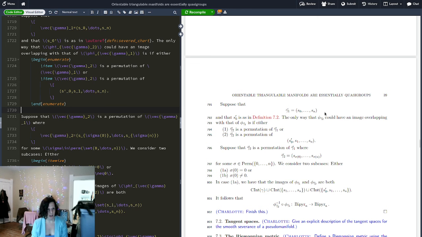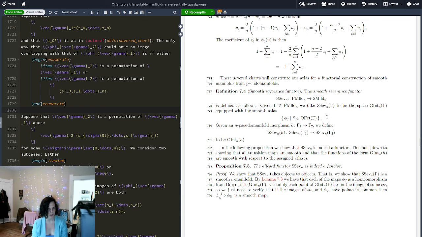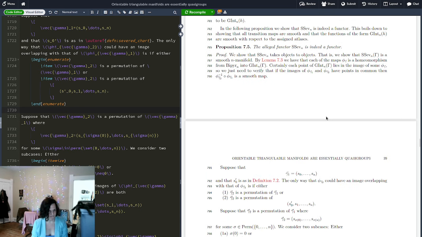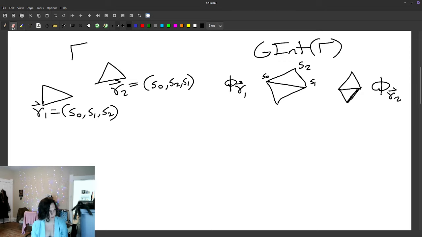Let me see. I think the way I'm supposed to be doing this, because I didn't remind myself, is to go back and look at definition 7.2. I see. Okay, so my picture was slightly off, and now I can correct that because I've reminded myself of what this is supposed to be. So, the idea is this.